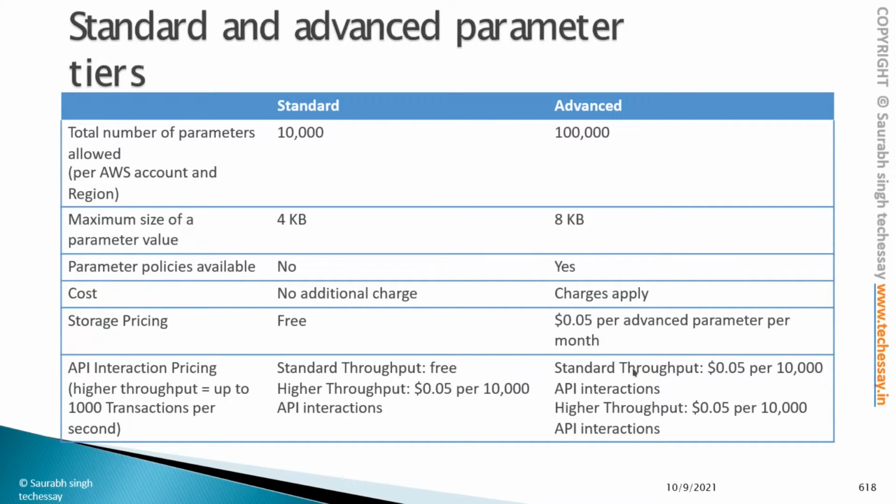So basically in advance there is no fee, 3 API interaction is available. You have to pay $0.05 for 10,000 API transactions, and for higher throughput you have to pay $0.05 for 10,000 API interactions. So here we get higher throughput. So let's move further.